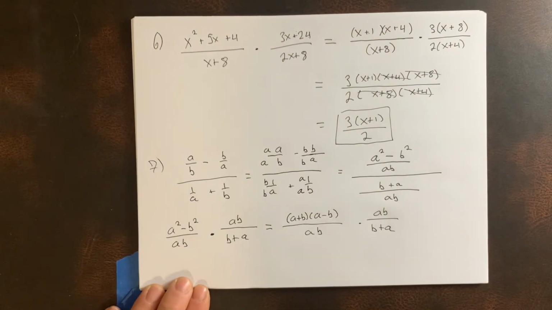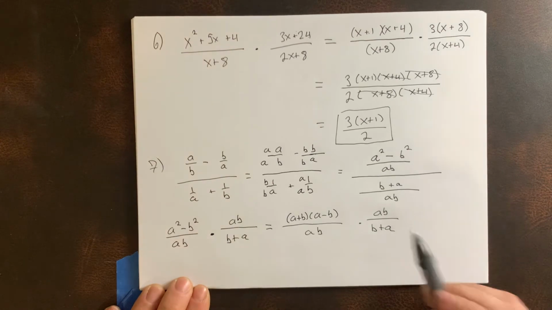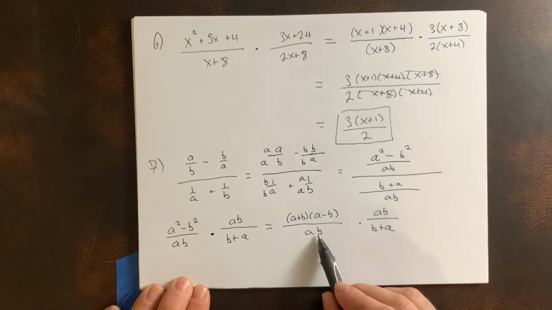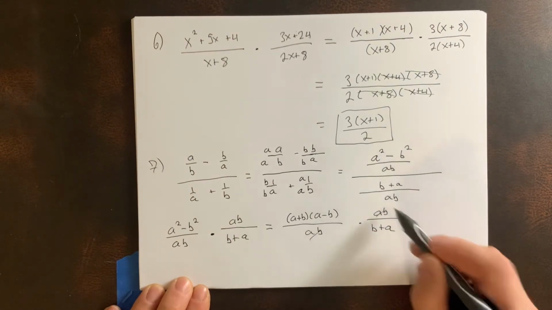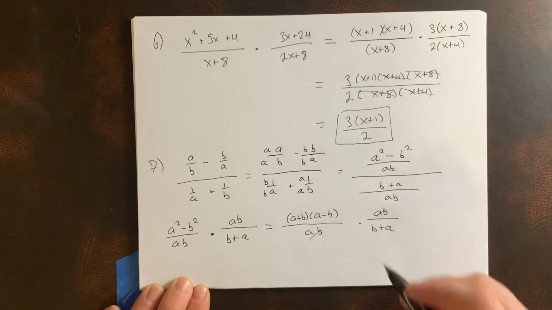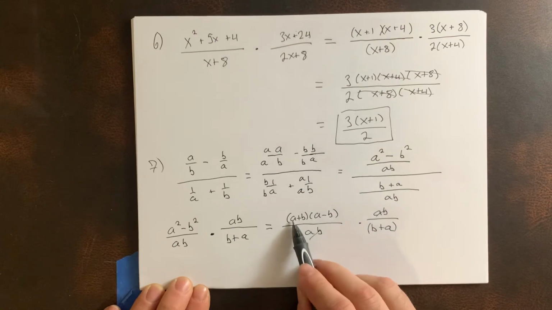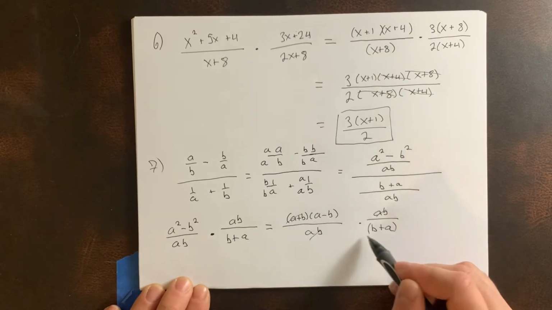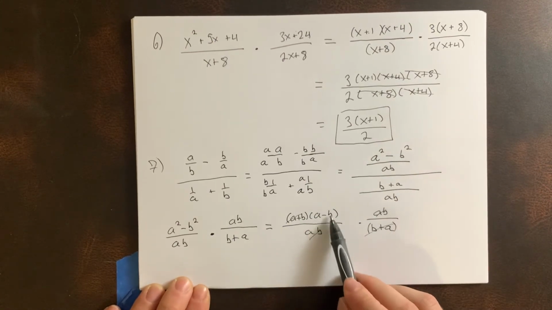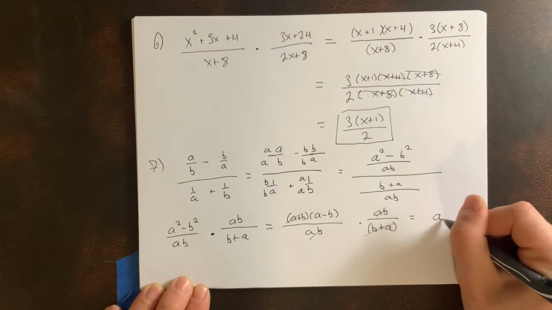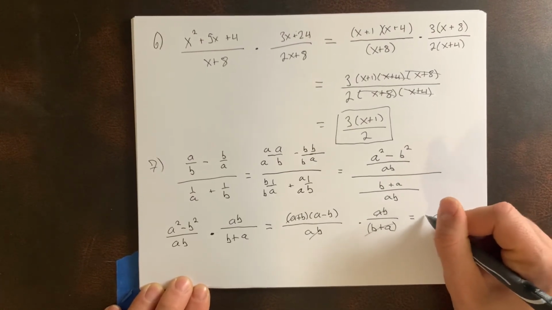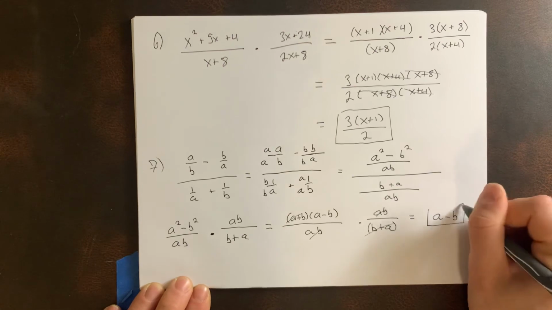And then now we want to see, can things cancel? So here's an ab on the top, and here's an ab on the bottom, so we can get rid of those. Here we can put this in parentheses, this b plus a on the bottom, and an a plus b on the top, so those can go away. And then all we're left with is a minus b. And this will be our final answer.